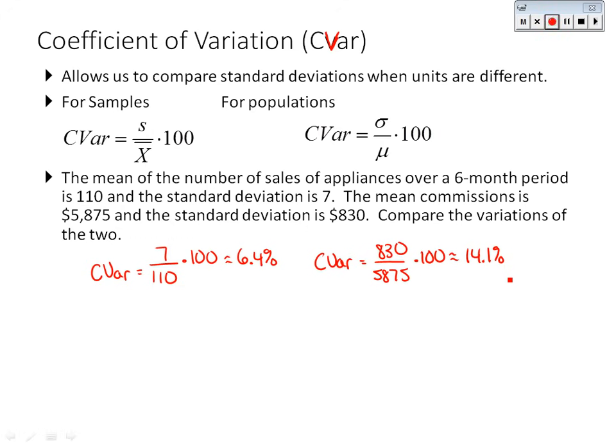The higher the percent, the more variable the data is, the more spread out the data is from the mean. The smaller the percent, the less variable the data, the less the data values are spread out from the mean. So in this case, we can say that the appliance sales data set is less variable than our commission sales. I wouldn't be able to tell that just purely looking at the numbers from the set. I couldn't do that because the two units are different. We have number of appliances versus dollars for commission. So it's different units.